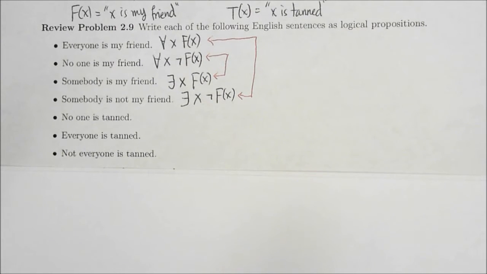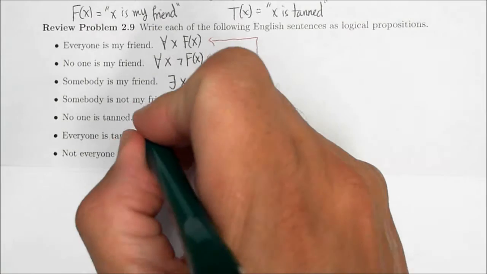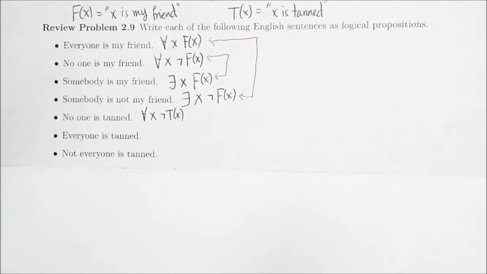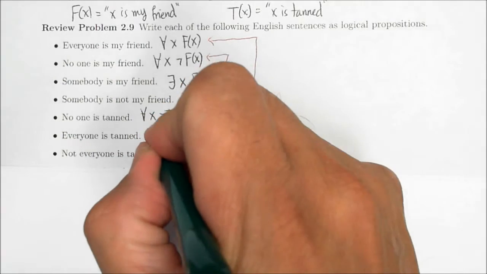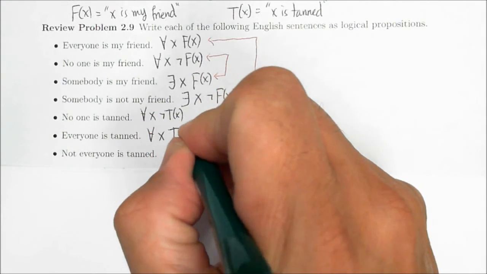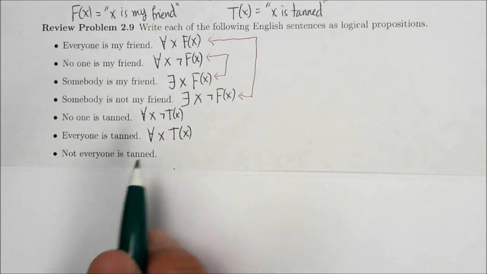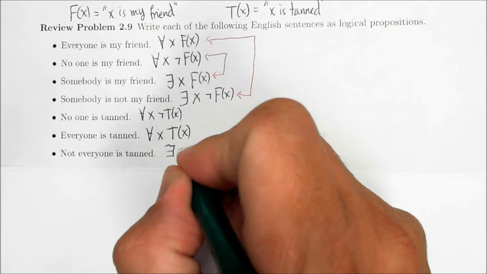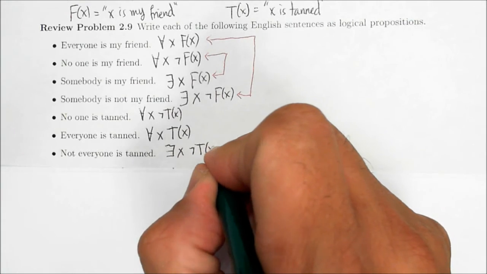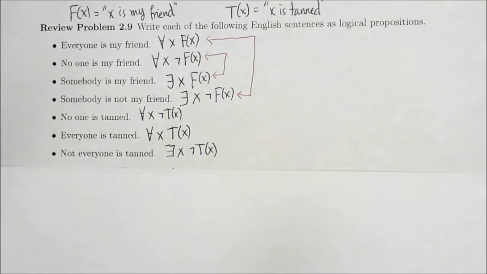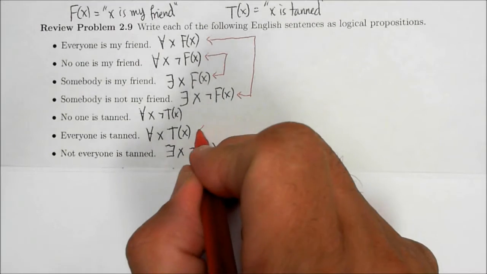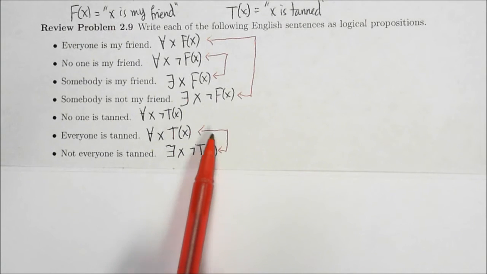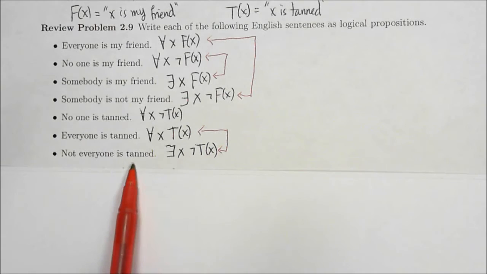Continuing on to the next few examples. No one is tanned, so for all x, not t of x. Everyone is tanned would be for all x, t of x. And not everyone is tanned would be that there is somebody who is not tanned. Okay, now clearly these two are negations. Everyone is tanned, not everyone is tanned.